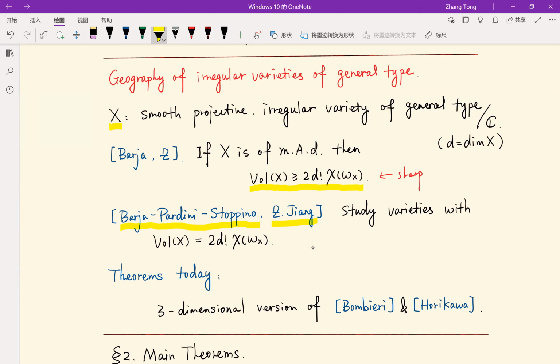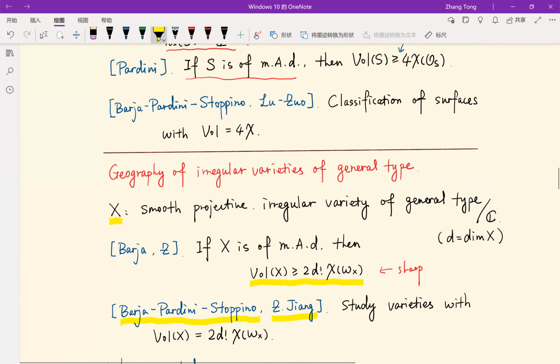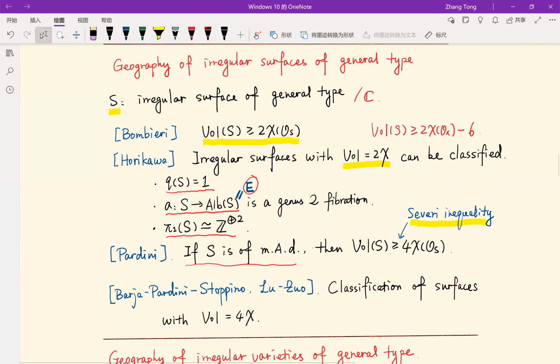Okay, and then today I want to present a theorem that is somehow a 3-dimensional version of the work of Bombieri and Horikawa. So explicitly, I want to generalize those two results in 3 dimensions. Roughly speaking, I want to prove an inequality and I want to classify the extremal case. That's the main goal of this talk.